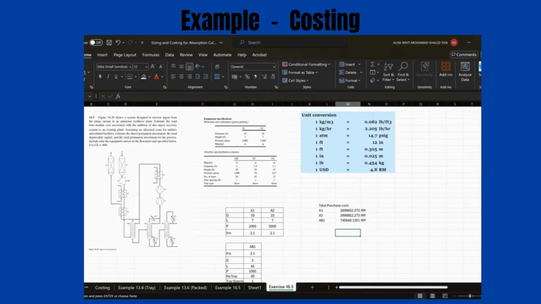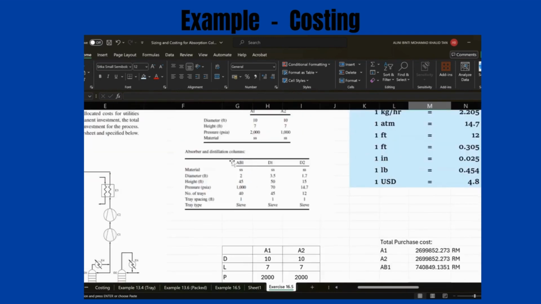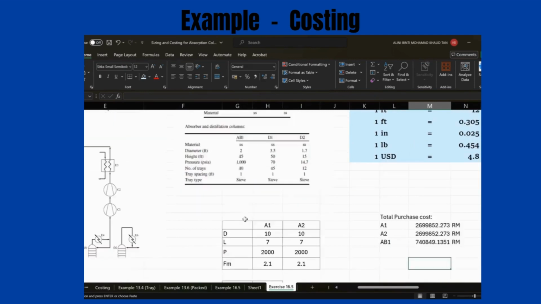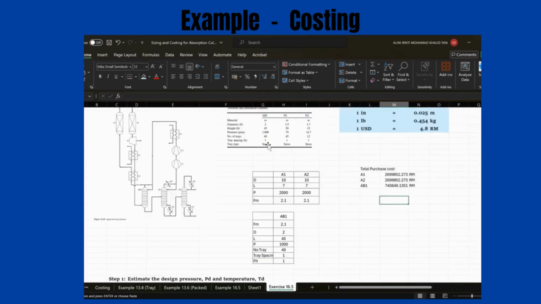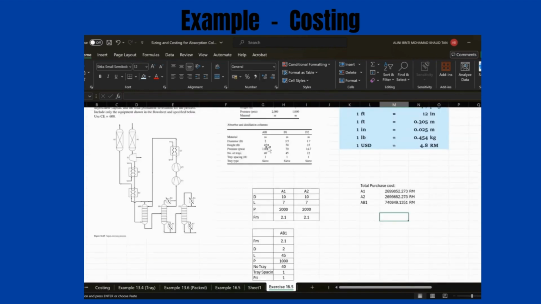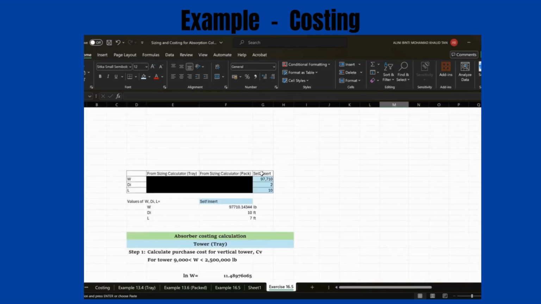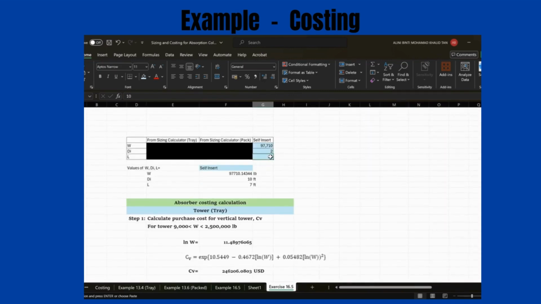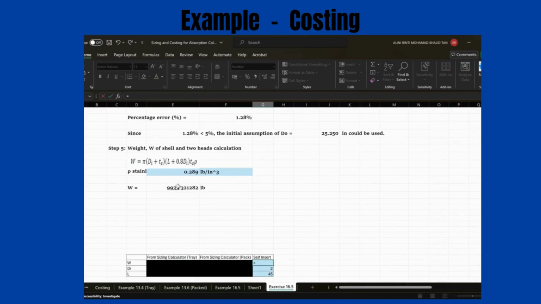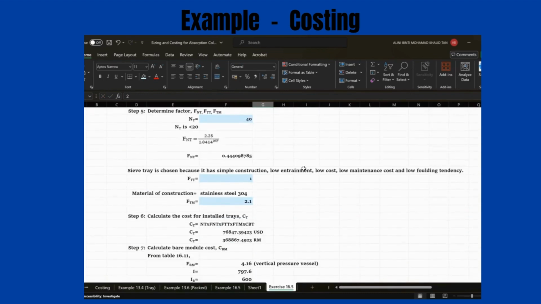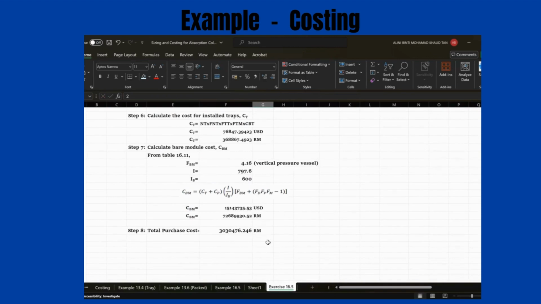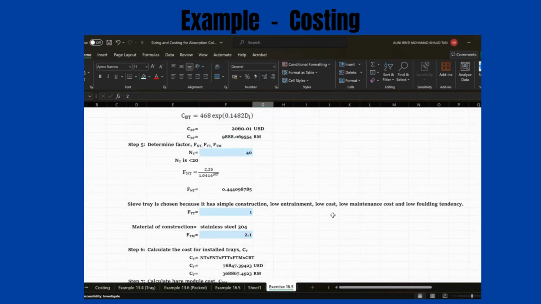Moving on to the tray tower, it also provides all the information here. Since we have all the information that we need, just input as we did for the packed calculator. So diameter 2, height 45, and then the weight. I have also inserted all the necessary values here, and then the cost will automatically be calculated. So that's it for this example.